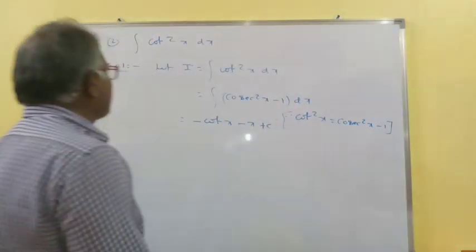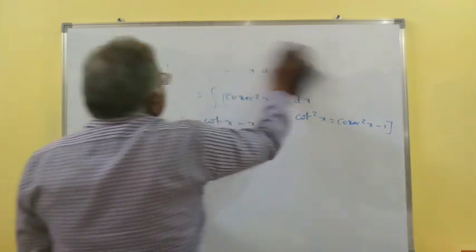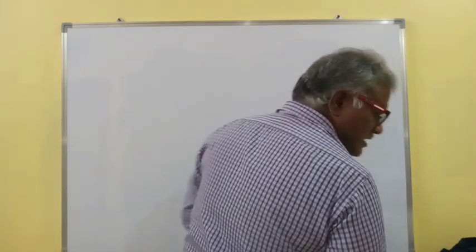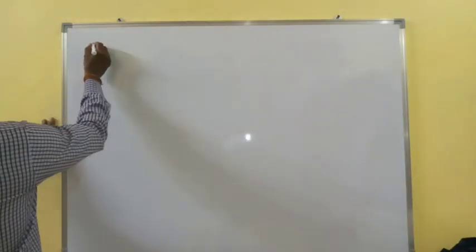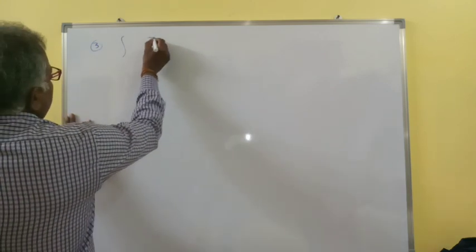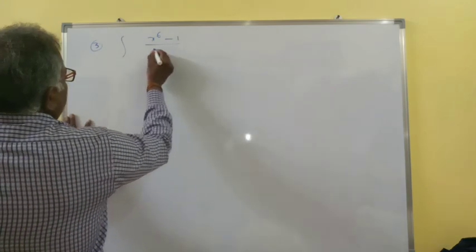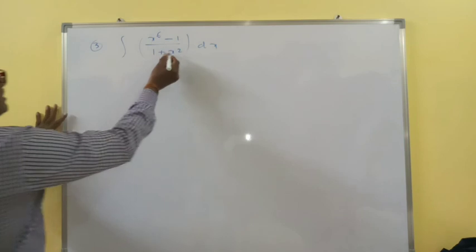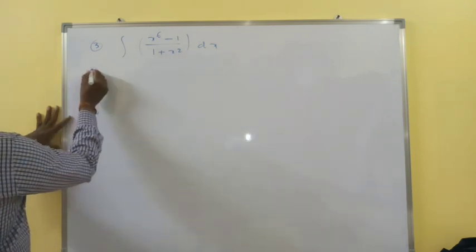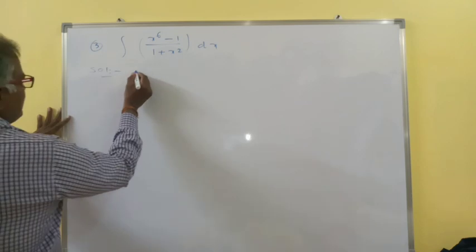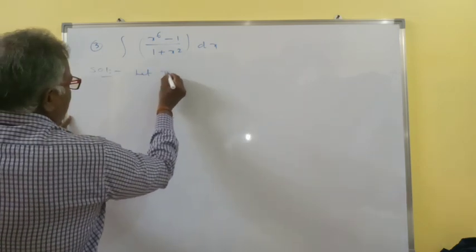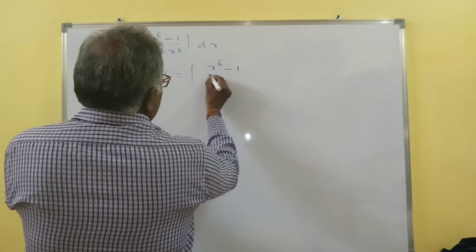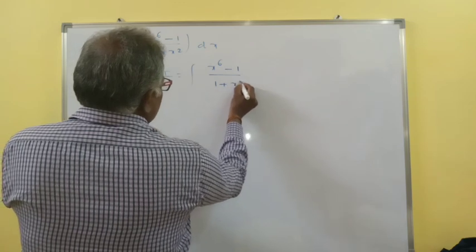Next, question number 3. Example 3. Here integral of x power 6 minus 1 divided by 1 plus x square. Okay. You see here solution. Let I is equal to integral of x power 6 minus 1 divided by 1 plus x square dx.